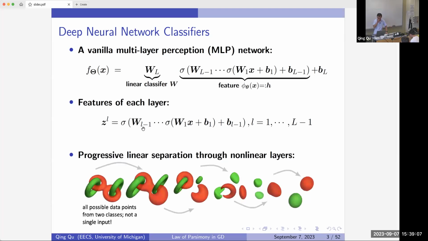Intuitively, what I believe is that the neural network is progressively doing linear separation. Although the input data may not be linearly separable, by applying a nonlinear transformation in each layer, each layer is doing a linear separation of your data. So upon the last layer, the features are linearly separable. We can numerically verify this using some simulations.